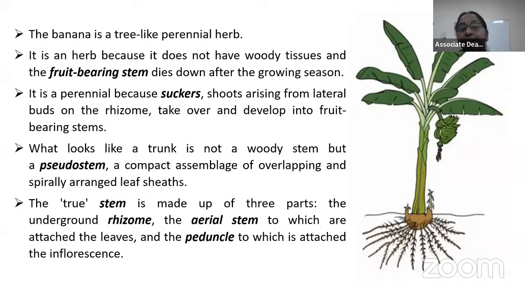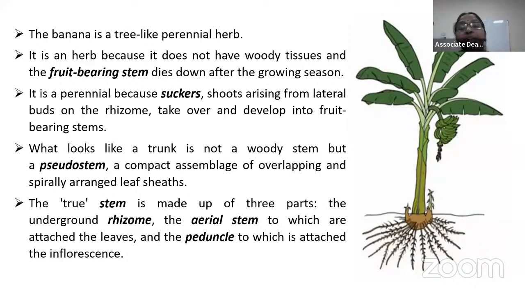What looks like a trunk is not a woody stem. So what is it? It is called a pseudostem. It is a compact assemblage of overlapping and spirally arranged leaf sheaths. And also the true stem is generally seen. The true stem is made up of 3 parts: the underground rhizome, and also the aerial stem to which the leaves are attached, and also the peduncle to which the inflorescence is attached.